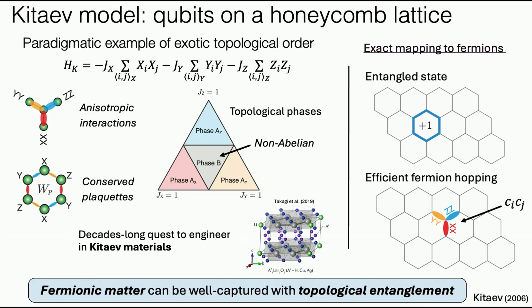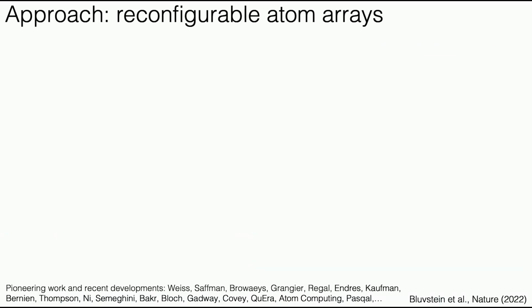And so this model is pretty interesting because it's this paradigmatic example of topological physics, but also shows how fermionic matter can be captured with qubit devices using this entanglement structure. So in our work, we're going to probe both aspects of this model.